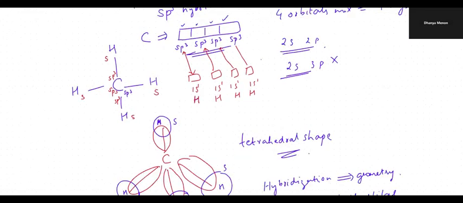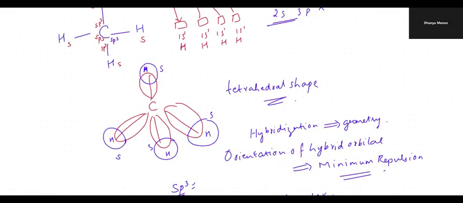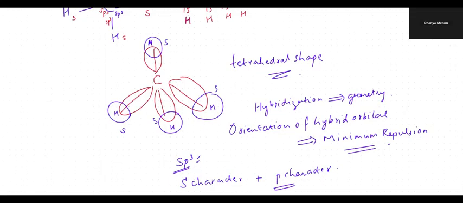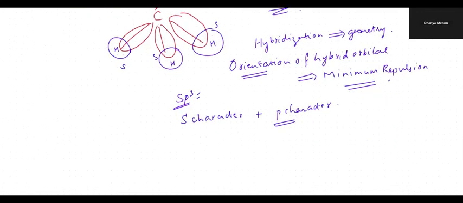And the hybridization is responsible for giving geometry to the molecule. The orientation of the hybrid orbital is such that the repulsion is minimum. Okay. I hope till here it is clear.